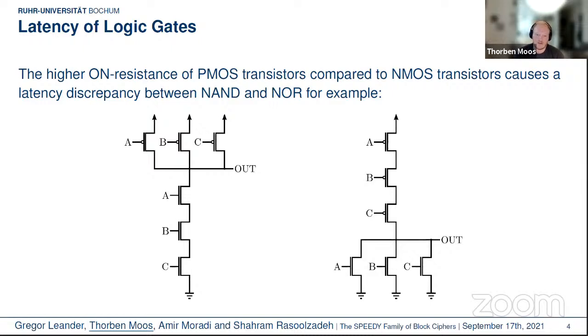On the left, you can see a NAND gate again. On the right, a NOR gate. In the NOR gate, you have the PMOS transistors connected in series, which makes it slow. On the left side, you have the PMOS transistors connected in parallel, so you can charge the output much faster.